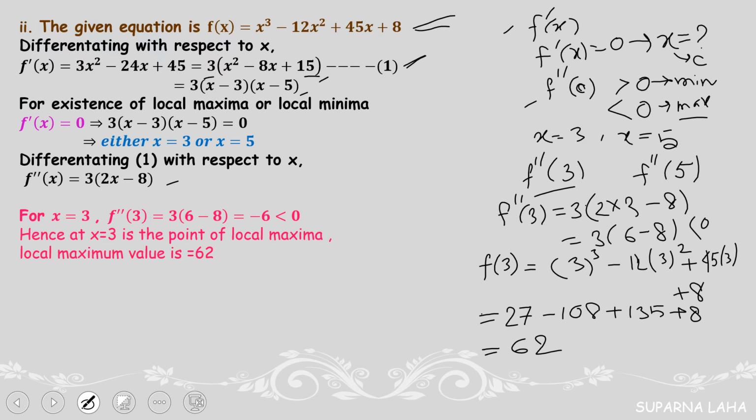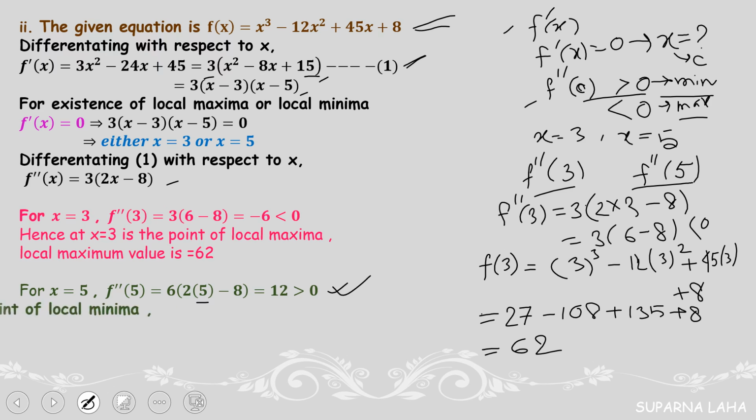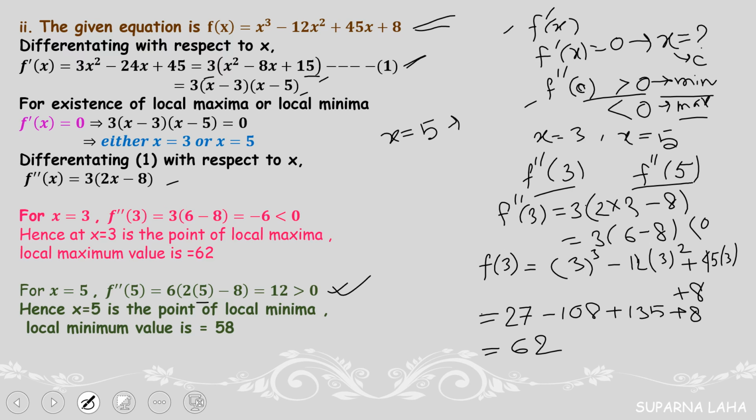Now we need to check f double dash x at x equal to 5. So let's check it. If we put x equal to 5, we will find this is a positive value, that is greater than 0. So a minimum value exists at that point. So this is the point of local minima and the value is 58. If we put x equal to 5 in this given equation f of x, that is if we find f of 5, we will find that the value is 58. Simplify it by yourself, you will find this value is 58.